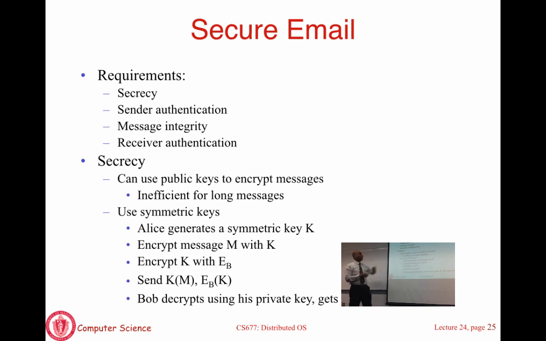You want message integrity, which says that nobody has altered this message in transit. It's not the case that the message at the mail server got hacked and an intruder is sitting there actively modifying the text of the message that you're getting. And you want receiver authentication, which essentially says only that person should be able to read it, no one else. Is that clear? What the goals are?